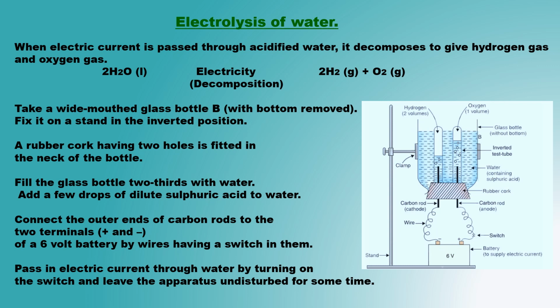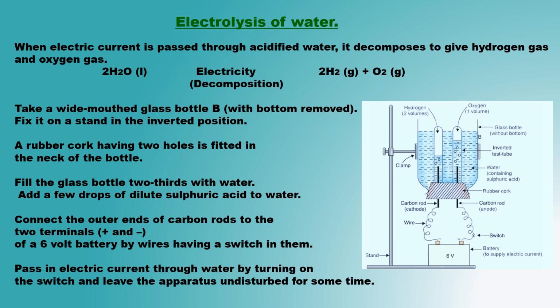The carbon rod connected to the negative terminal of the battery is called cathode, the negative electrode. The right side carbon rod connected to the positive terminal of the battery is called anode, the positive electrode. Pass electric current through water by turning on the switch and leave the apparatus undisturbed for some time. We will see bubbles of gases being formed at both the carbon electrodes inside the test tubes containing water. These gases are formed by the decomposition of water on passing electricity.